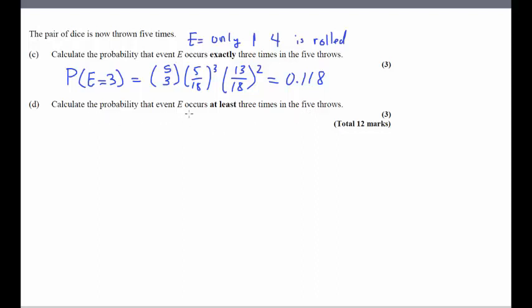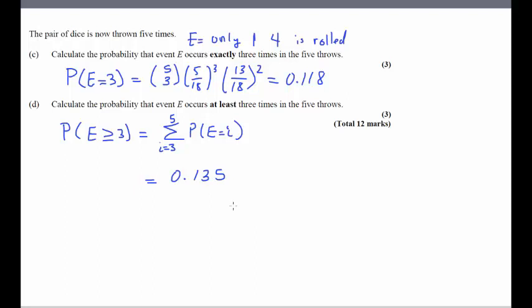And then part D, calculate the probability that the event occurs at least 3 times. So we want the probability that E occurs greater than or equal to 3 times. And again, we will just write that out as a summation, start at 3, stop at 5, of the probability of E equaling 3, 4, or 5. We work that out on our calculator, and to 3 significant figures, it is 0.135 or 13.5%.